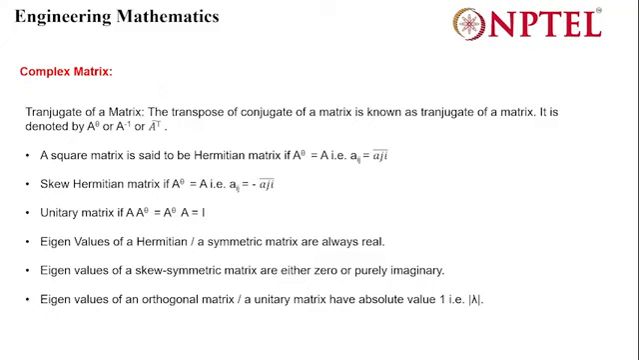And what is transugate of a matrix? The transpose of a conjugate of a matrix is known as transugate of a matrix, which is denoted by A theta or A bar transpose. So what does that mean? What is conjugate? Suppose this is your complex matrix.